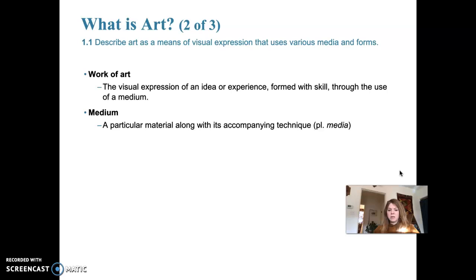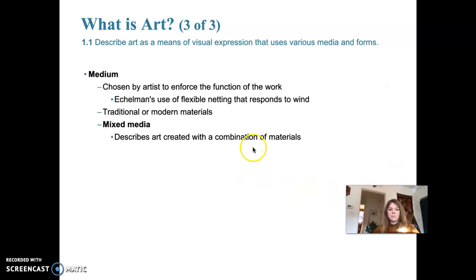Moving on from what media is, here we go. The media is chosen by the artist to reinforce the function of the work, like I said, her use of flexible netting that responds to the wind. And mixed media describes art created with a combination of materials. She did use a combination of materials in that particular piece, and it's very common for artists to use more than one material in a piece.